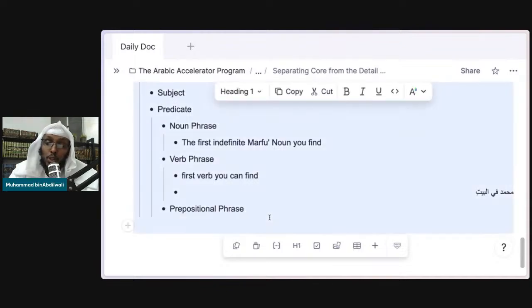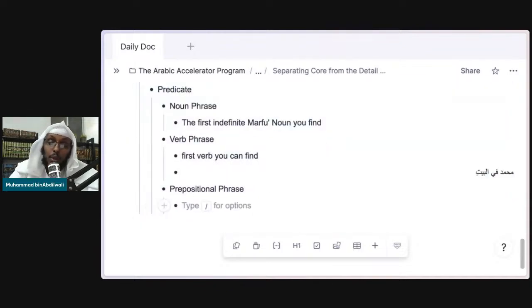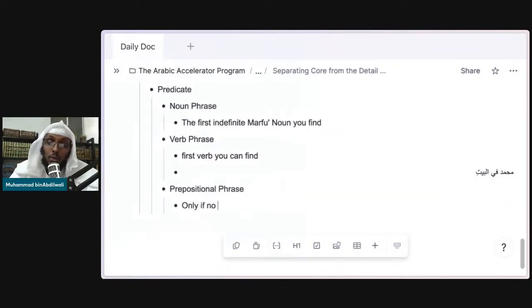So it is a prepositional phrase only if there is no marfu' noun, to be more precise, no noun that has dhamma, or verb, coming before the next sentence starts. Which means you're going to have a prepositional phrase, which you'll see anyway.